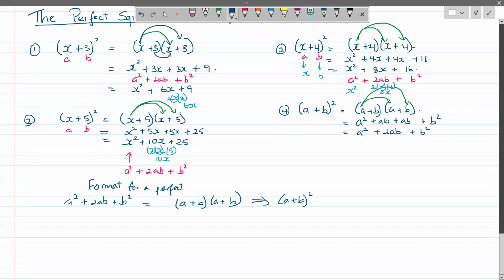Understanding it is one thing. We have to be able to recognize it, right? And that's what we want to look at. We want to be able to recognize it. So, let's look at some examples.